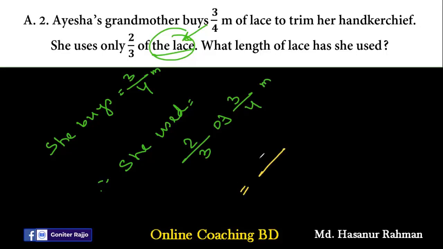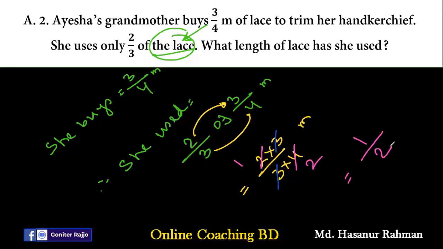Look, it will be 2 multiplied by 3 because we have to multiply the numerator and multiply the denominator, and 3 multiplied by 4 meter. Now we have to divide. How can we divide? We can divide 3 and 3, and we can also divide 4 by 2. That will be 1 by 2. So the final answer will be half meter. So she actually uses half meter of the lace.